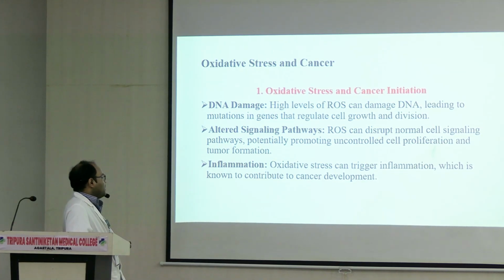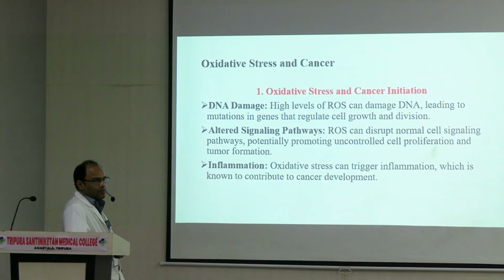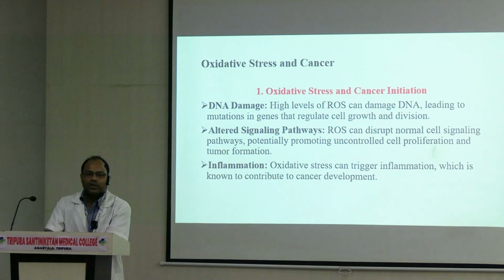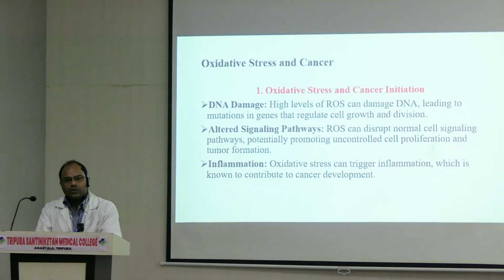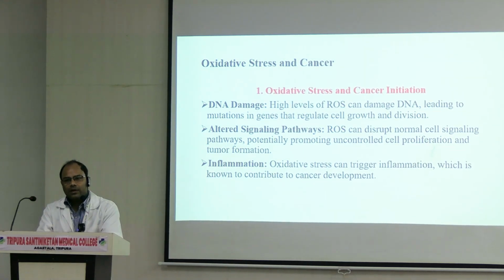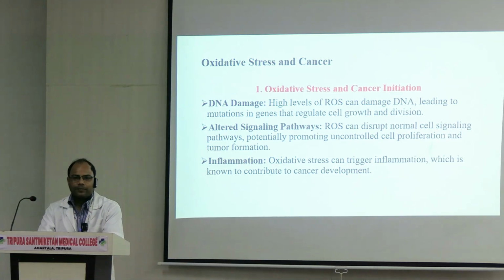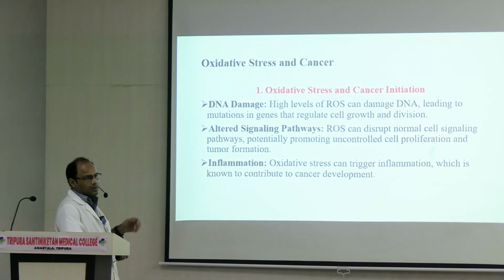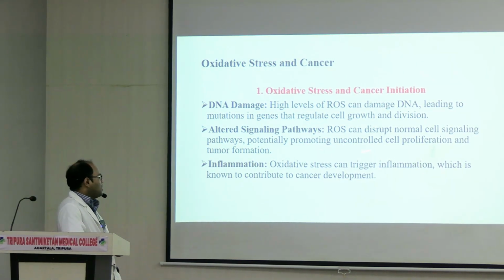Next is altered signaling pathway. Reactive oxygen species can disrupt normal cell signaling pathways, potentially promoting uncontrolled cell proliferation and tumor formation. Probably you already read this in your class 12. The cell cycle has some phases: G0, G1, G2 and S phase, right? So this is the normal cell cycle, regulated by the cell. Some factors are synthesized and regulate this cell cycle. But if a mutation occurs, the cell cycle can be altered, and this may lead to uncontrolled cell proliferation and tumor formation. Next, inflammation. Oxidative stress triggers inflammation, which is known to contribute to cancer development.